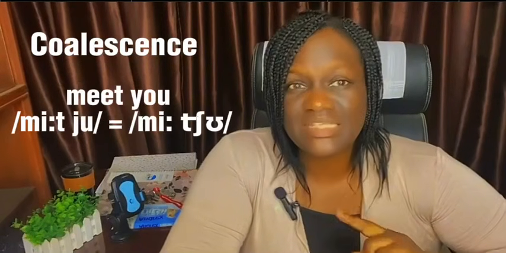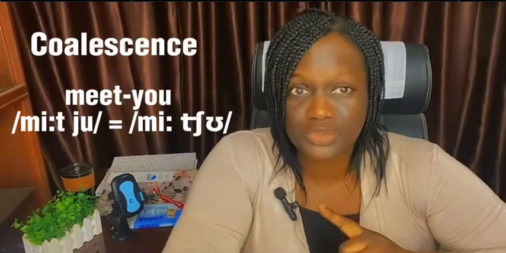Moving forward, we want to quickly mention some other aspects of assimilation, because we have assimilation types. We have coalescence, like I said earlier, where two sounds merge, the amalgamation of two sounds in phrases like "meet you" becoming "meetchu", or "could you" becoming "couldju". So we see where the sounds are merging at word boundaries.